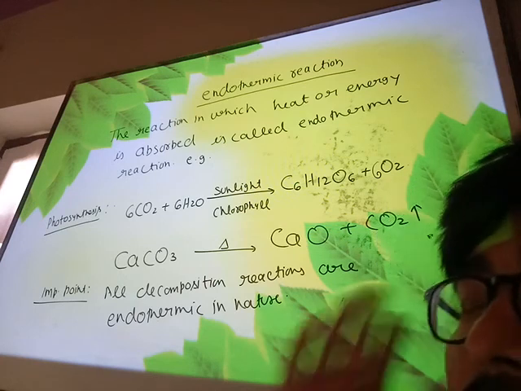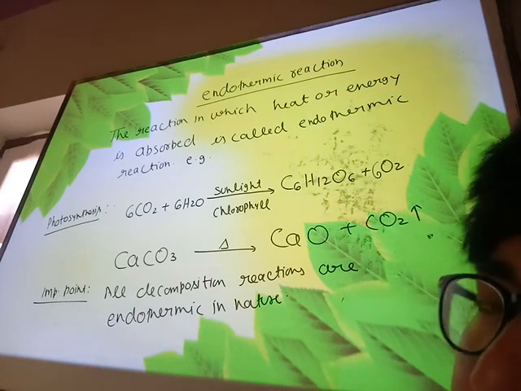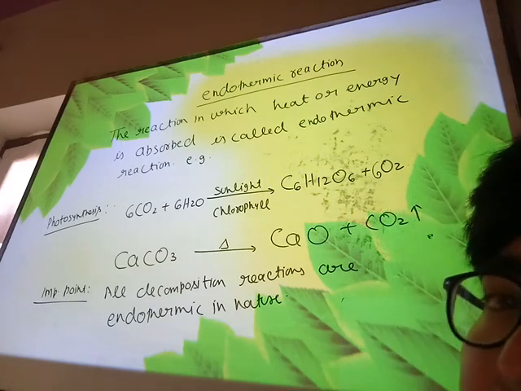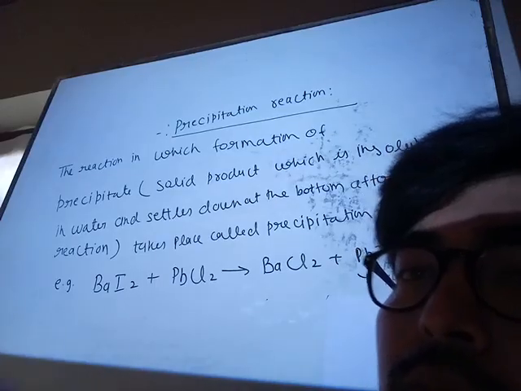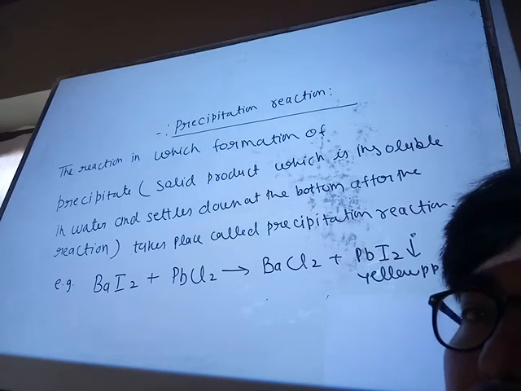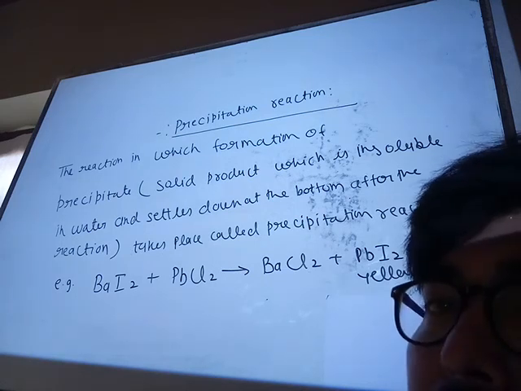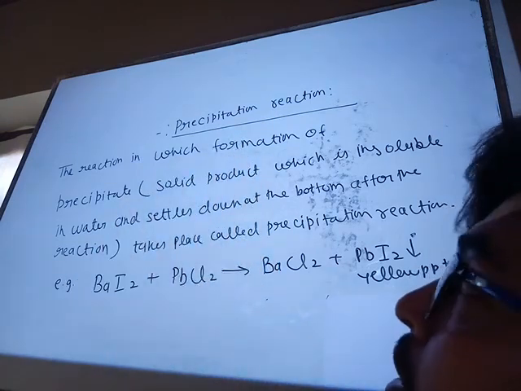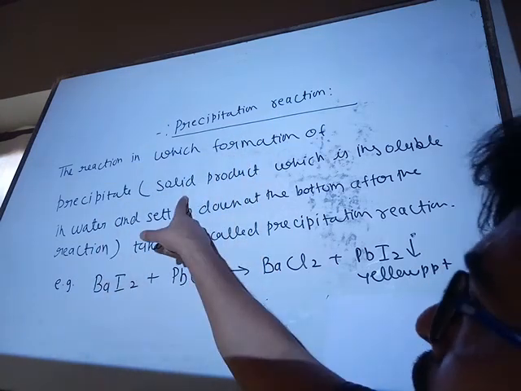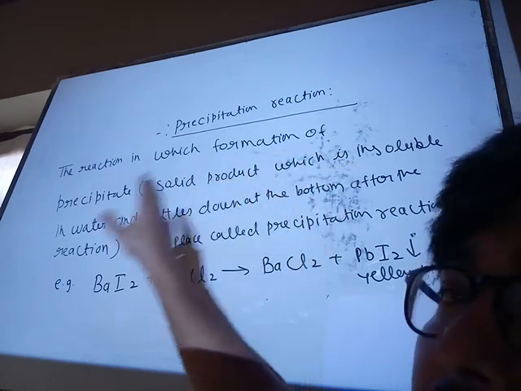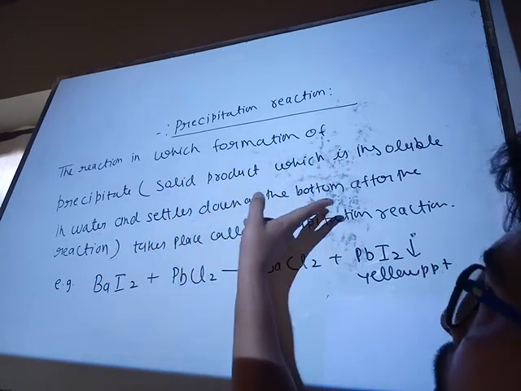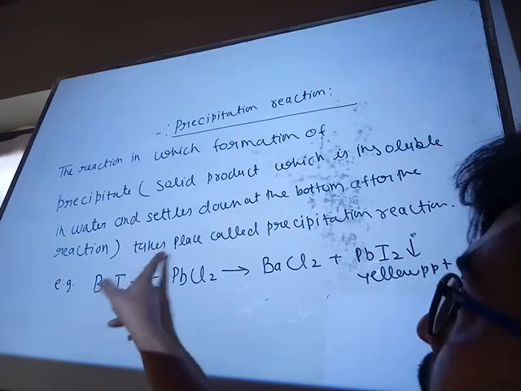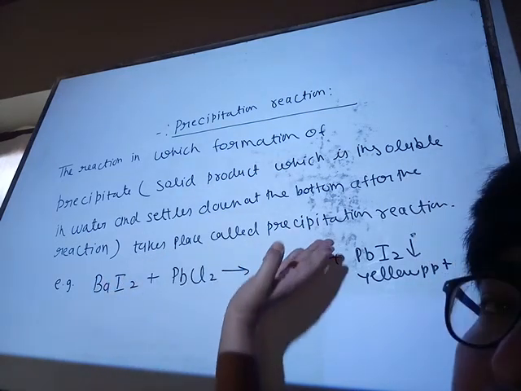Endothermic reaction is clear. Our next topic will be precipitation reaction. This is the definition of precipitation reaction: the reaction in which a precipitate is formed. What is a precipitate? A solid product which is insoluble in water and settles down at the bottom after the reaction takes place. Such a reaction is called a precipitation reaction.